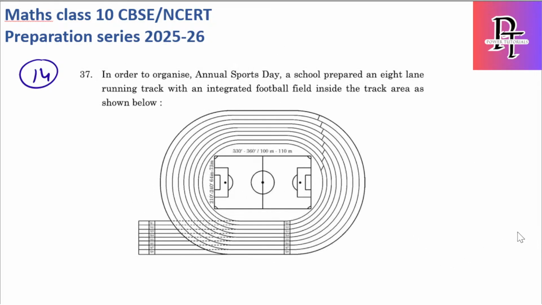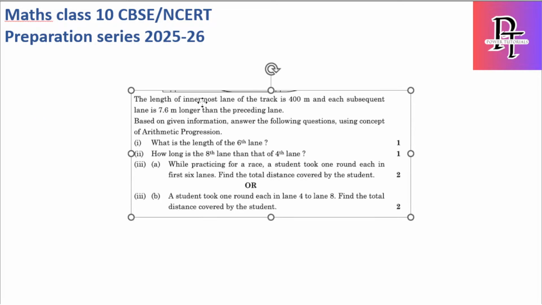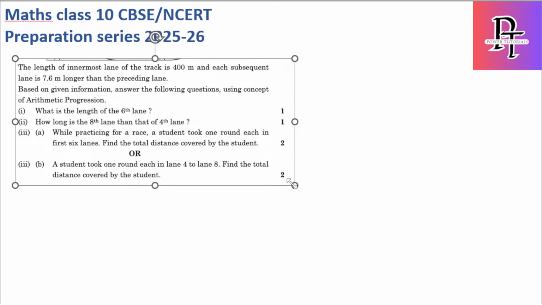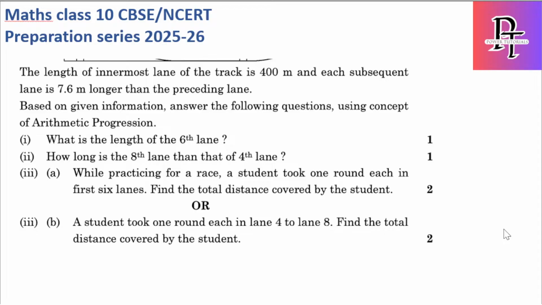In order to organize the annual sports day, the school prepared an 8-lane running track with an integrated football field inside the track as shown below. So we have a running track inside which we have a football court. Let's see what they are asking from this track point of view. They are saying the length of the innermost track, that is the least distance track, is how much?